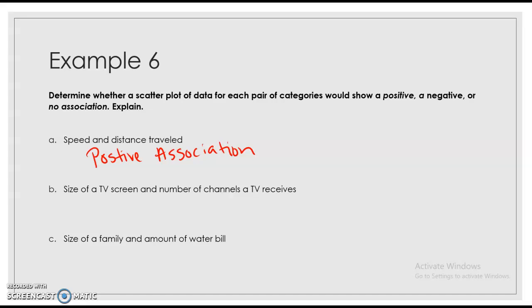All right. Size of a TV screen and the number of channels a TV receives. I want you to think for me. Does the size of your TV determine how many channels you get on it? The answer to that is no. The size of your TV does not determine how many channels you get. So this is a no association. I got a pretty big TV, but we don't have cable or satellite, so I don't have channels. I have whatever I can get on antenna, which is not very much. But let's be honest, it has nothing to do with the size of my TV.